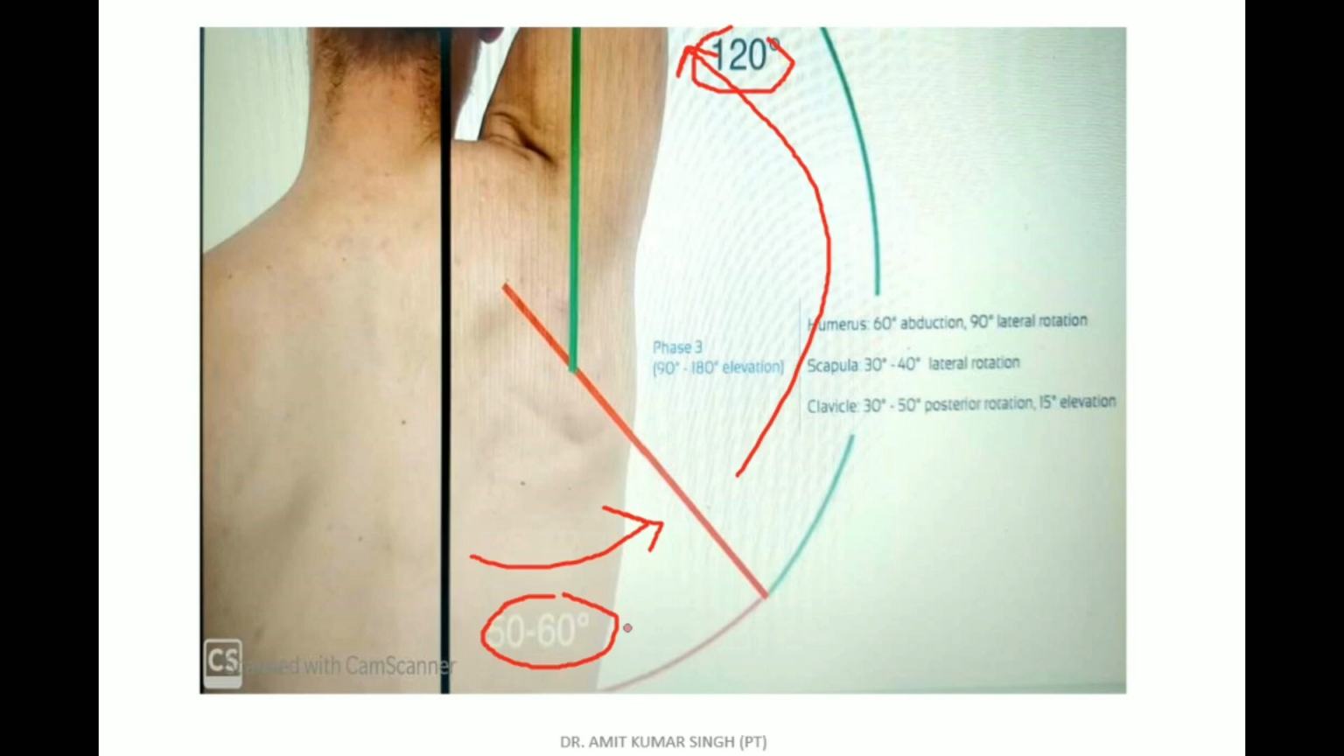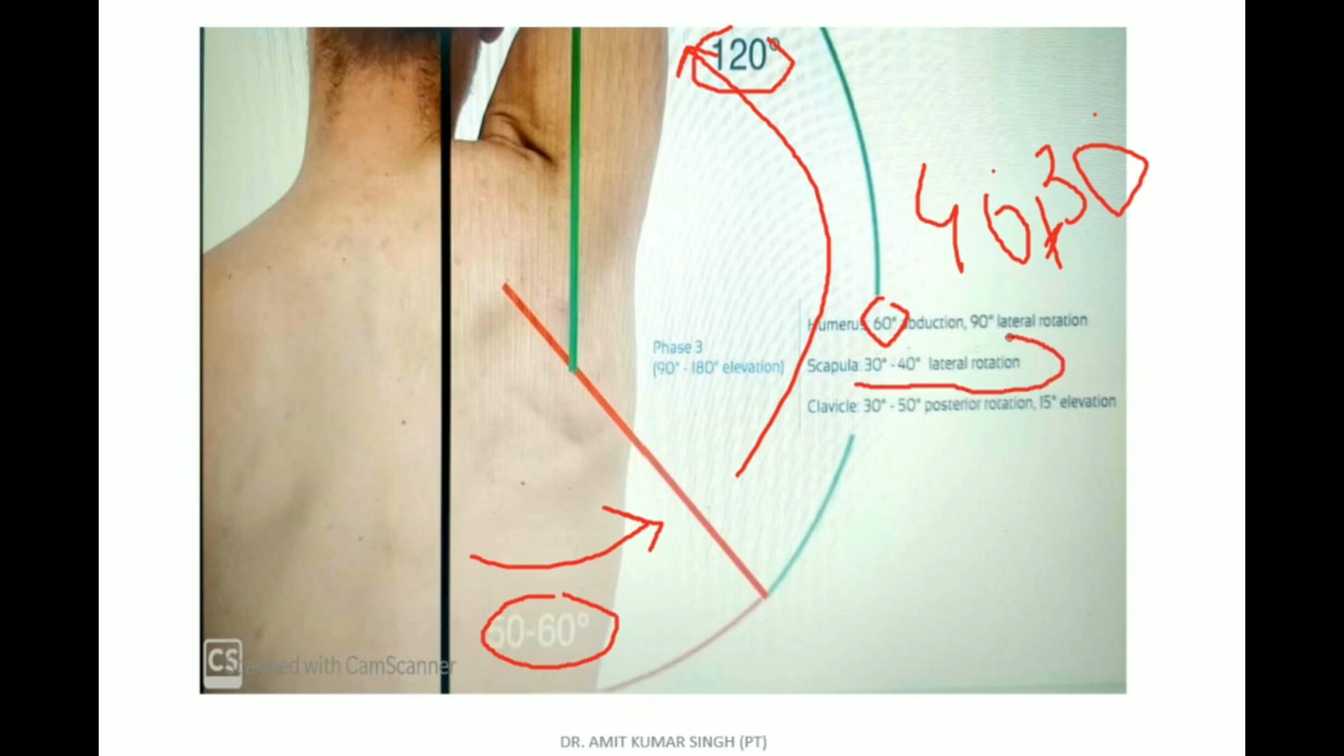Earlier in mid range, that is our phase 2, the glenohumeral joint came to 40 degrees, and in the first phase it was 30. So 40 plus 30 is 70 degrees, and in this phase it is going to achieve another 60 degrees. So 70 plus 60 makes somewhere around 120 to 130 degrees that we are going to achieve in this range. And the scapula is going to contribute another 30 to 40 degrees in this phase.